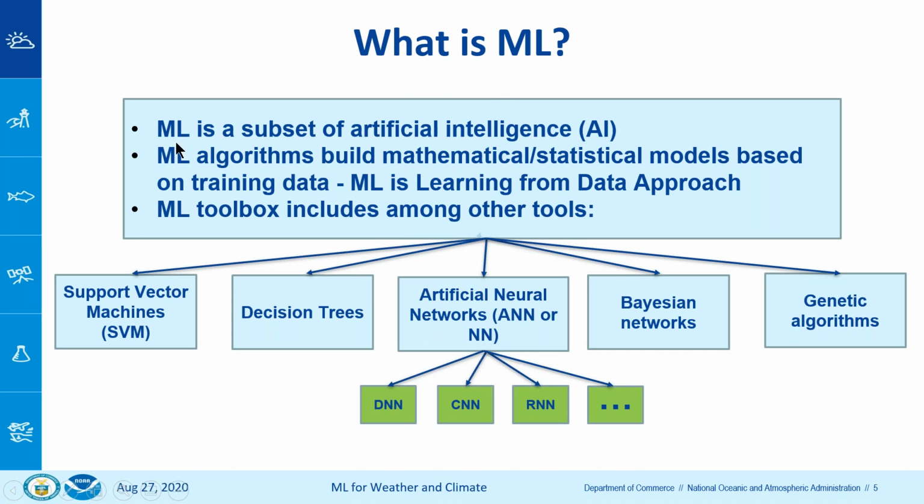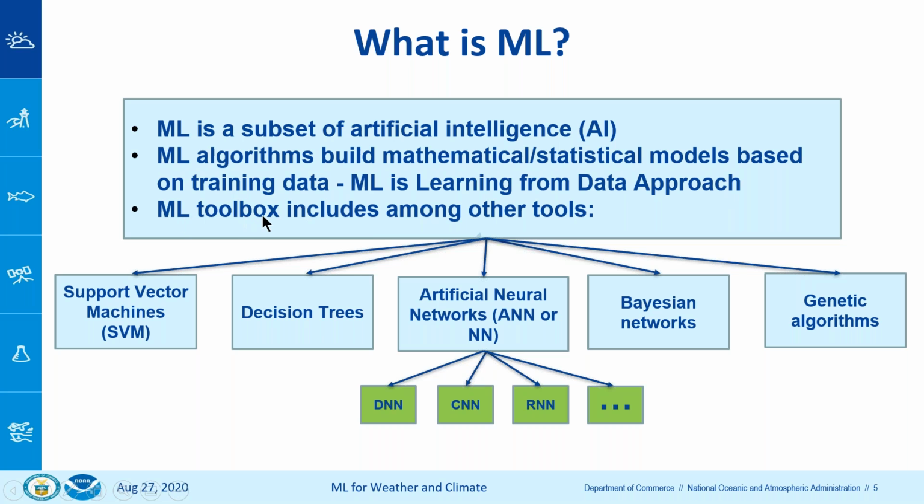What is machine learning? Machine learning is a subset of artificial intelligence. Simply speaking, artificial intelligence is machine learning plus hardware. Machine learning provides software, and plus hardware, it becomes artificial intelligence, like in robotics, in driverless cars, self-driving cars. Machine learning algorithms build mathematical statistical models based on training data. Machine learning is a learning-from-data approach. No data, no machine learning.